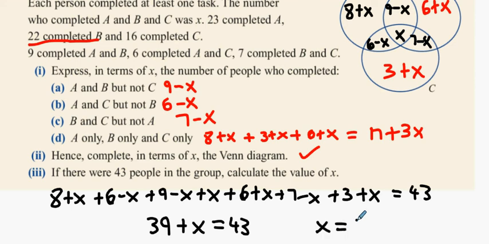Plus 4. 4 people did all 3 categories. Does that make sense? Alright.